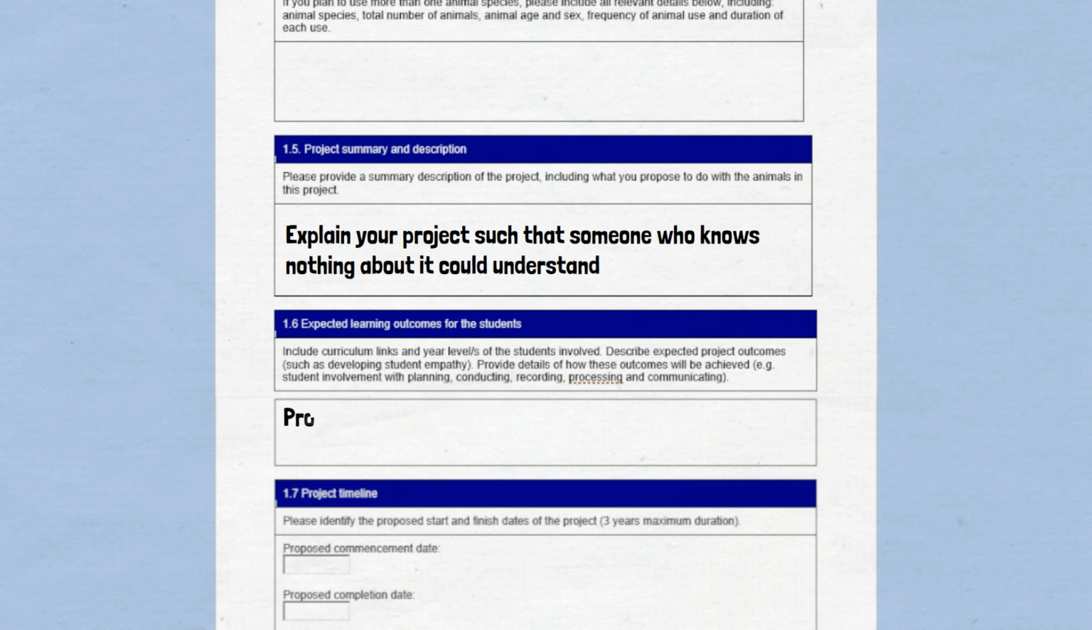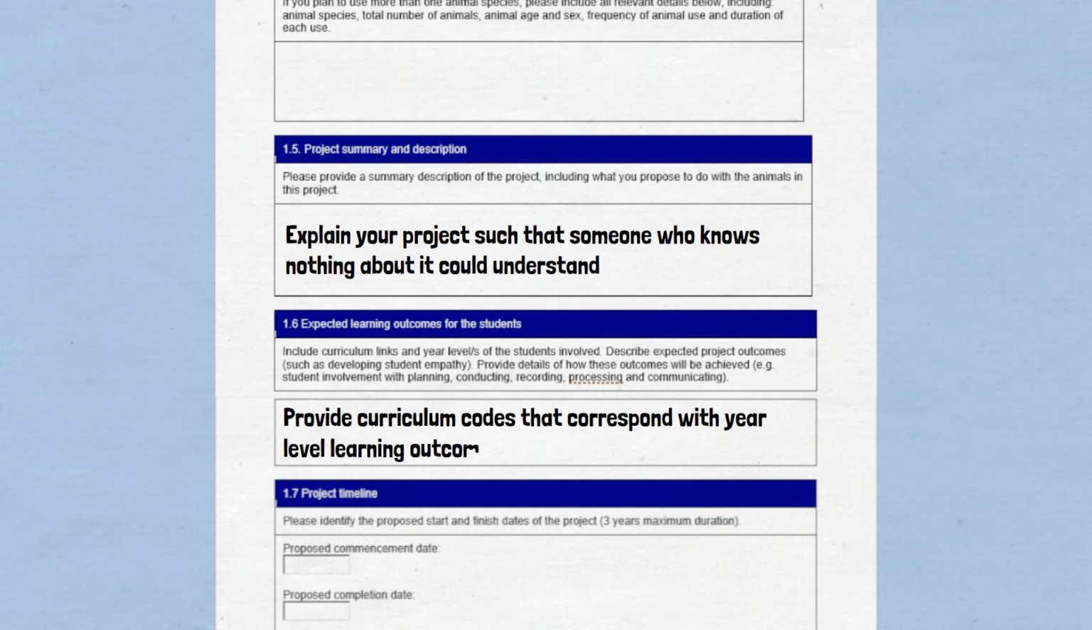You need to provide the links from the Victorian curriculum that correspond to the year-level learning outcomes that will be achieved in using animals in the classroom. What year levels will be participating in this project? Please explain how your proposed project will assist students in achieving these outcomes in a way that cannot be achieved in the classroom independent of animal use.